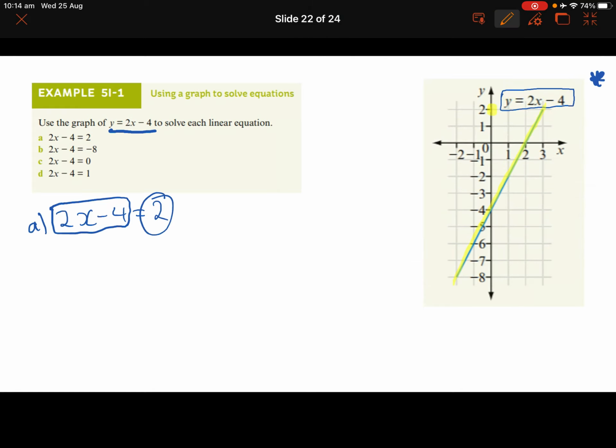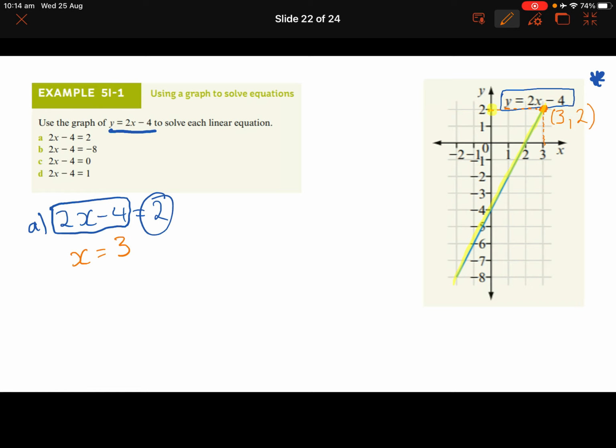So if we go along here, because we want the point on our line to be y equals 2, what is x here? Let's look down and look at what x is. It's 3. So we know y is 2 at this point, and from just looking at the graph, we know that x is 3. So the solution to this is x equals 3. Just from looking at it.